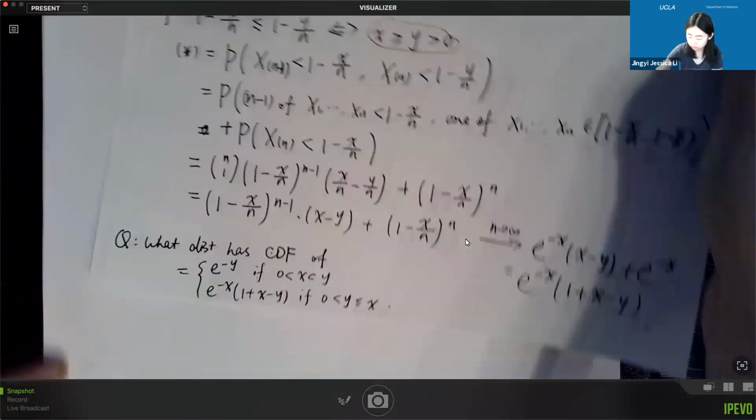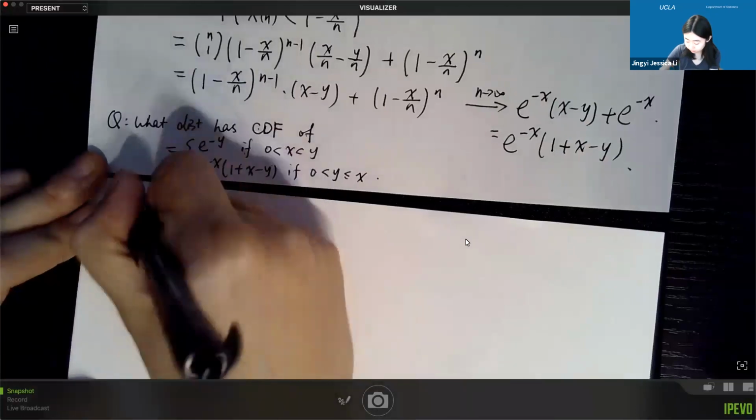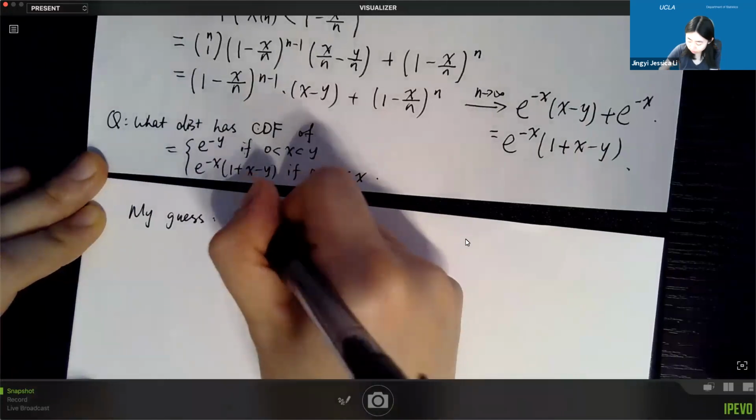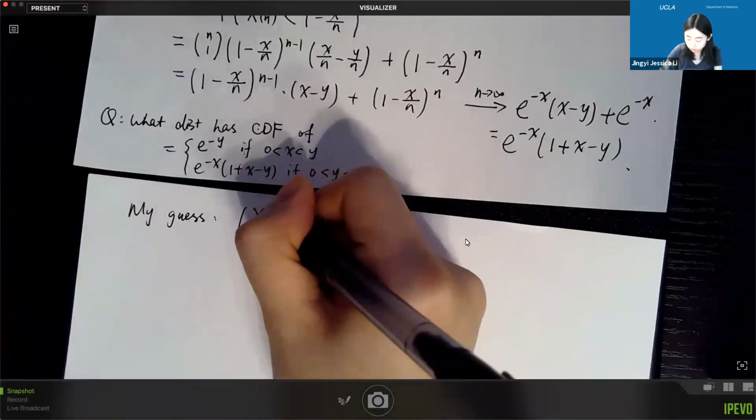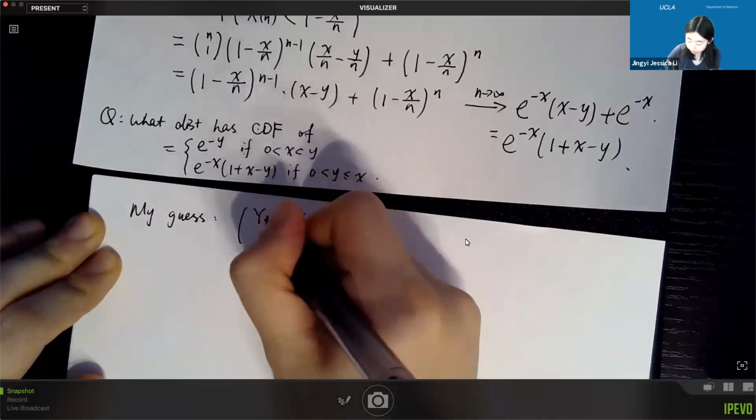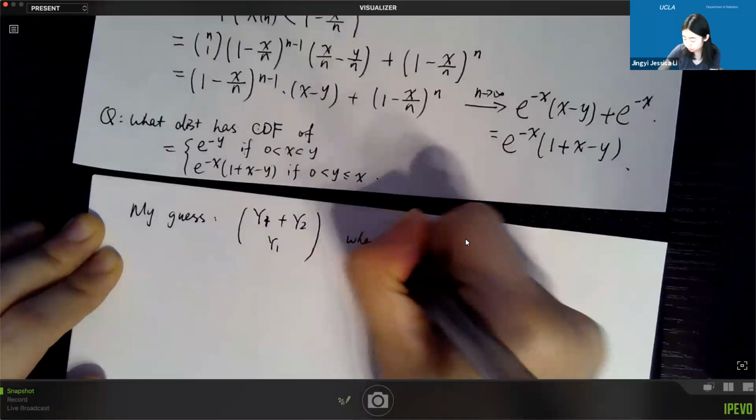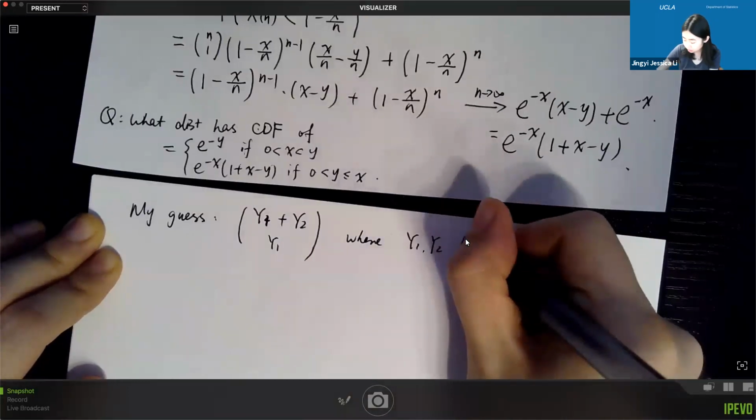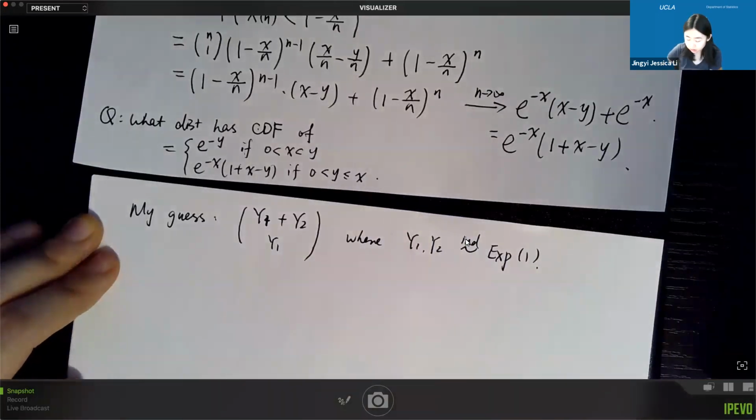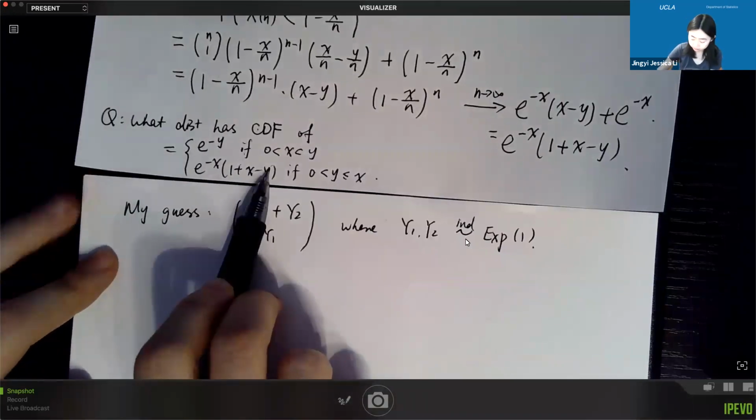So let me get a new piece of paper. Based on my guess, it's actually the distribution of y1 plus y2 and y1, where y1, y2 are independent exponential one random variables. So let's verify that to see whether this distribution is indeed what we derived over here. So, check.